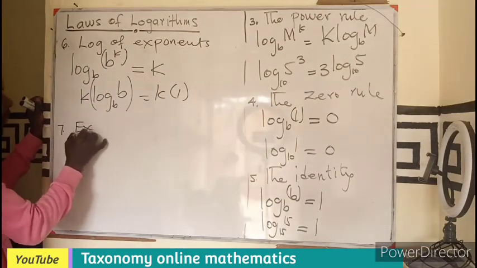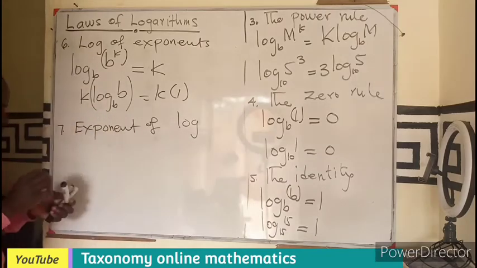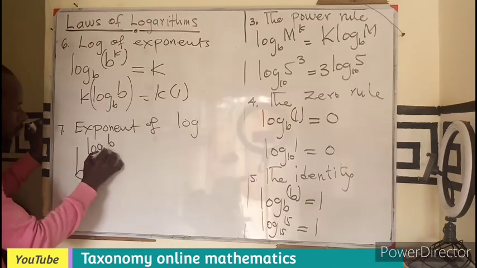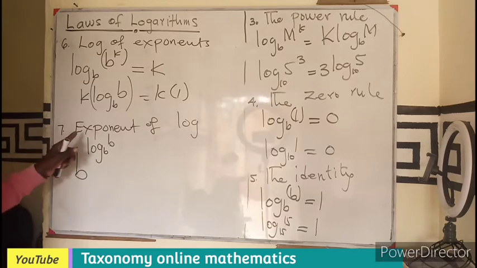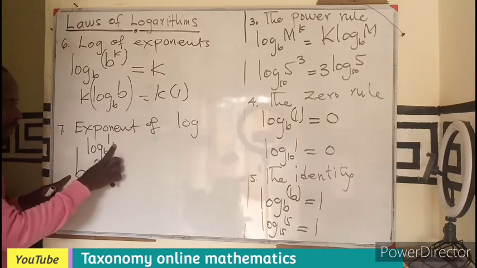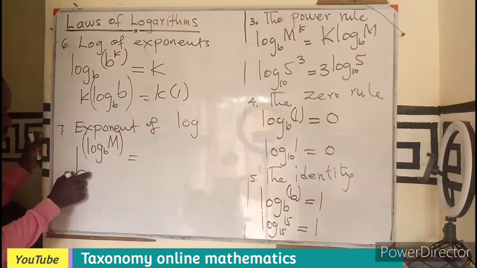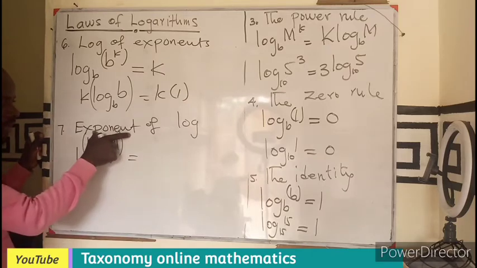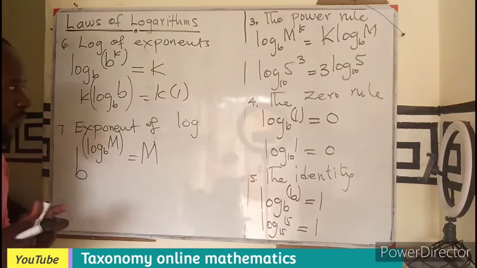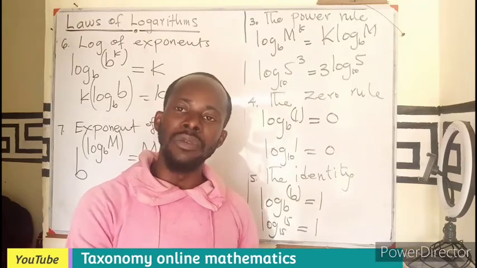Then we have the exponent of a log, or of a logarithm. If you have something like this, we have an exponent of log. This is a number, the bases are the same. Let's say I use a different method. This is our base, this is our log, which is becoming an exponent of a particular base. The answer we are looking for is just what? m.